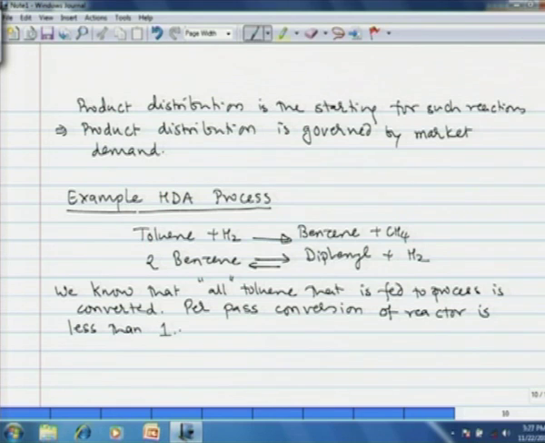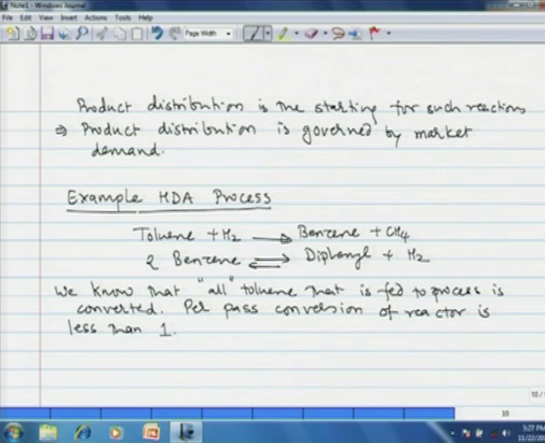So, this would leave a large amount of unreacted toluene at the reactor outlet, which has to be recovered and recycled. Okay. Now, we define selectivity for this process. The general definition of selectivity has already been given in the first lecture of this module. There are two ways of defining selectivity: either the moles of desired product formed divided by the total moles of limiting reactant converted, or the moles of desired product formed divided by moles of undesired product formed.